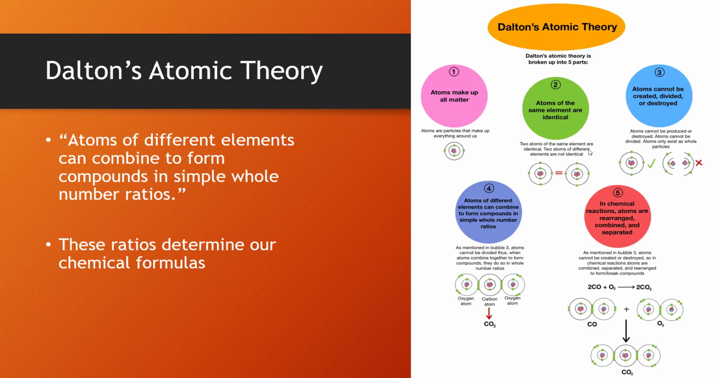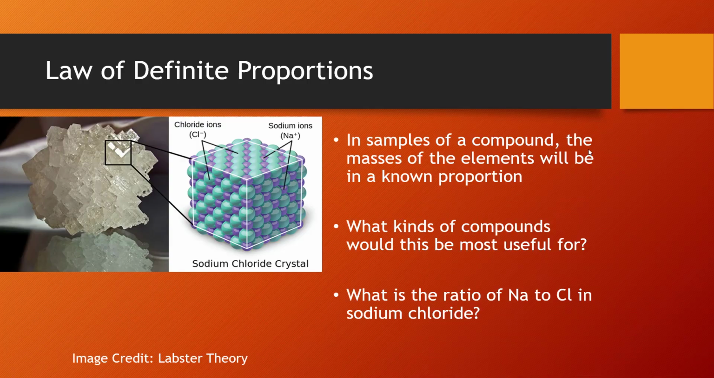So go back to Dalton's atomic theory if you want and look at how atoms of different elements can combine to form compounds in simple whole number ratios. That's basically your law of definite proportions. This is what Dalton would find, that in carbon dioxide, you always have one carbon to each two oxygens. Or in sodium chloride, you're going to have one sodium to one chloride. So let's say you take a chunk, you're going to have an equal number of sodium and chloride.